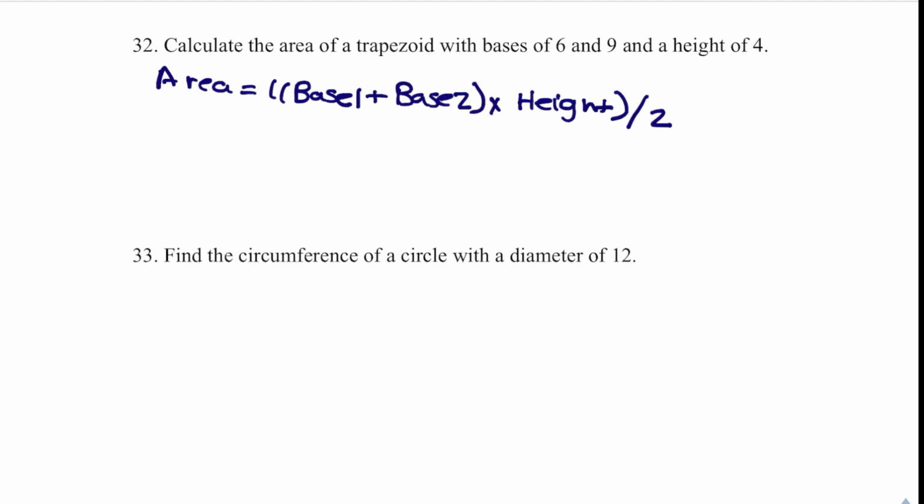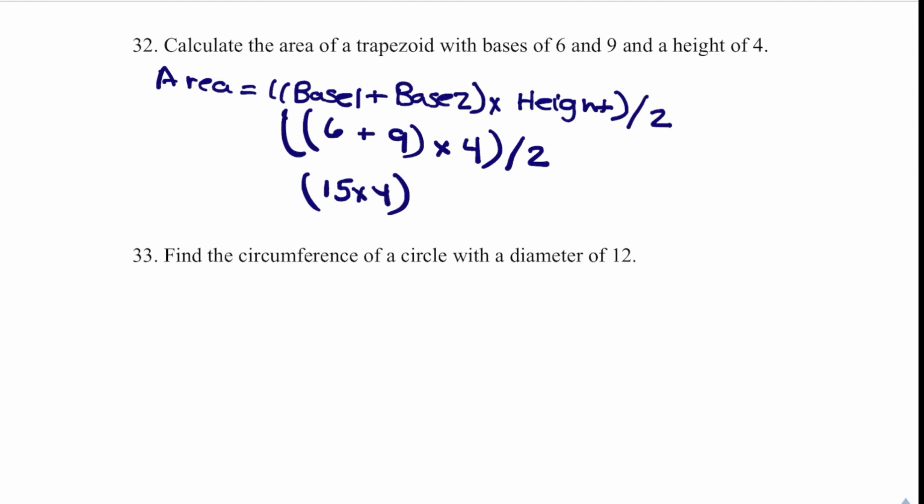So we have base 1 is 6 plus base 2 is 9 times a height of 4. And then we're going to divide this by 2. So this becomes 15 times 4 divided by 2. So 15 times 4 is going to be 60, divided by 2 equals 30 square units. And that is our answer.